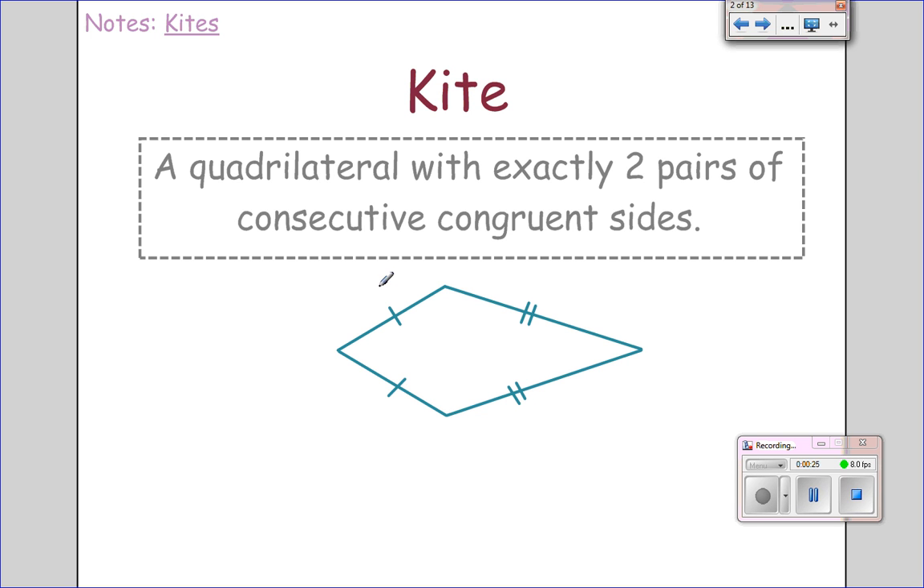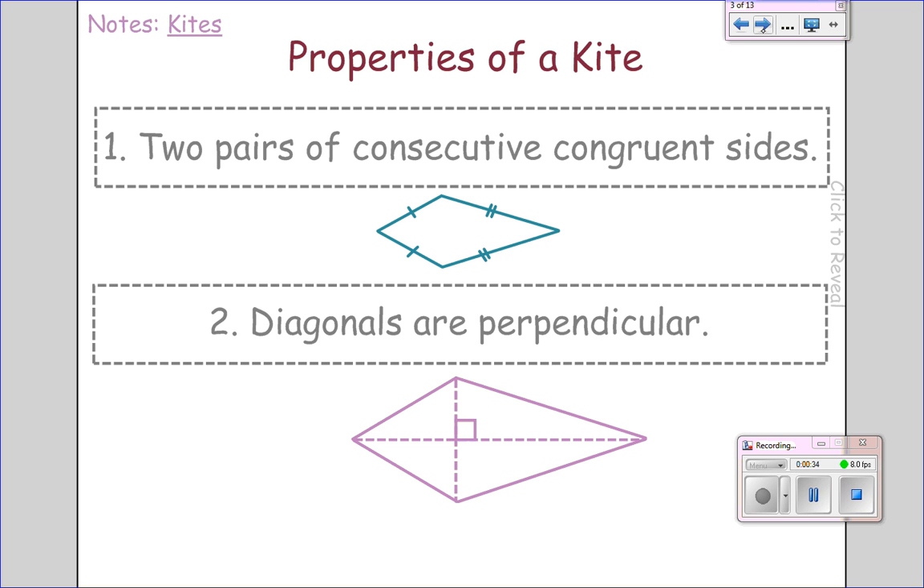So for example, if this side was 8, this piece would also be 8. If this was 12, this would be 12 as well. All right, some properties of a kite. First off, two pairs of consecutive congruent sides, as we just discussed.